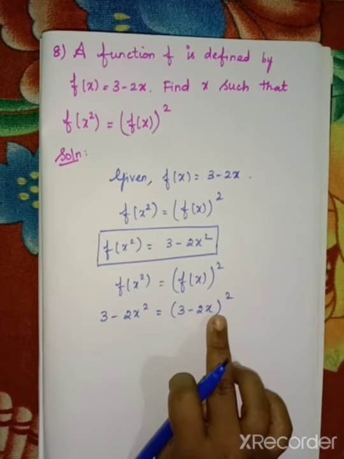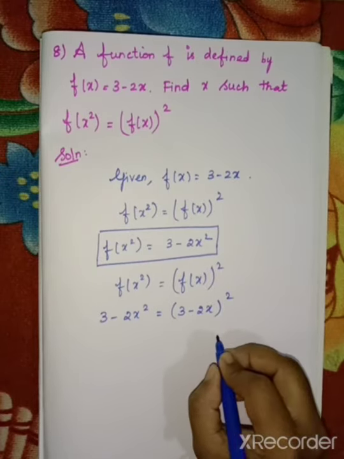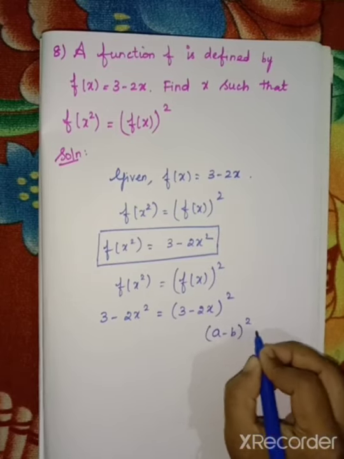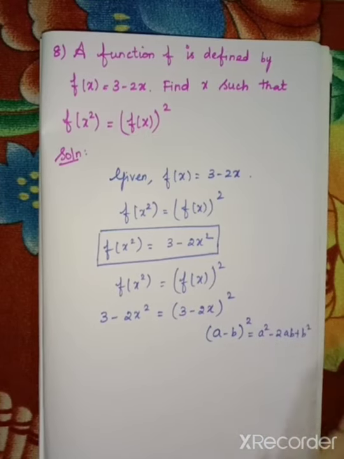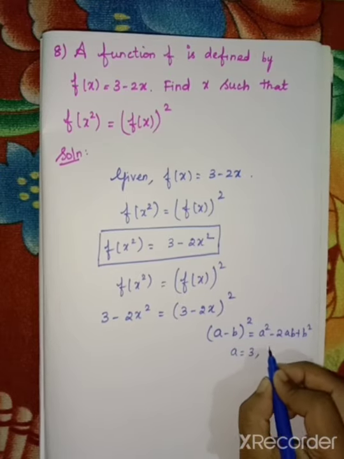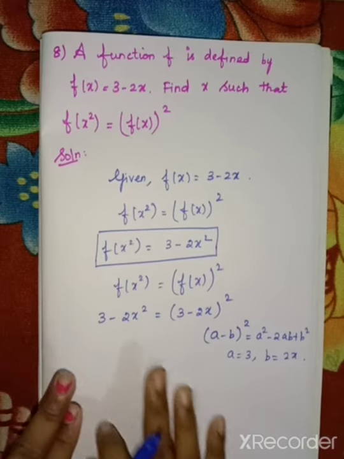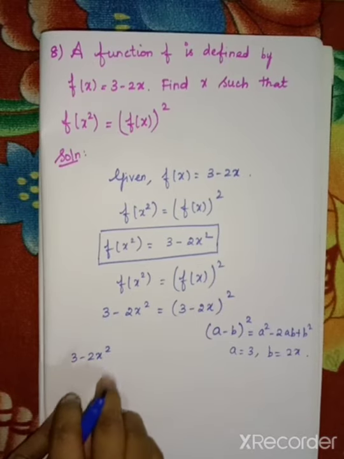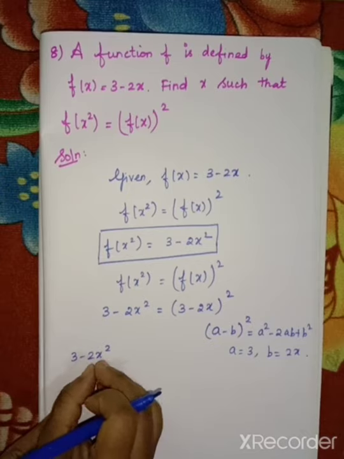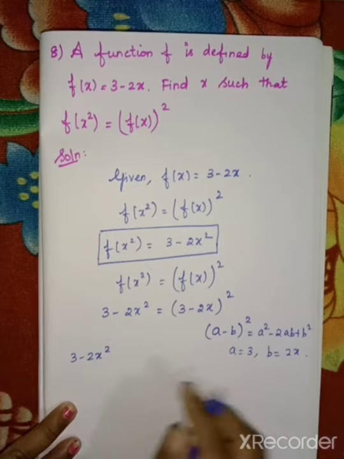Here the whole squared value is there. In between we have a minus sign. So we have to use the formula, that is a minus b the whole squared equal to a squared minus 2ab plus b squared. In place of a you have to substitute 3. In place of b you have to substitute 2x. In left hand side as it is there, so 3 minus 2x squared, because here not having the whole squared, this is only for the x alone we have the square, so no need to use the formula. Here the whole square is there, so we have to use the formula.